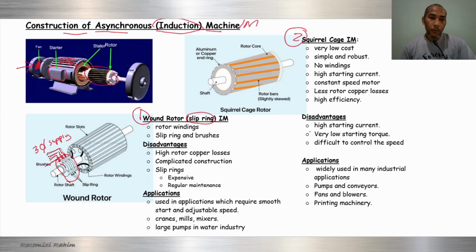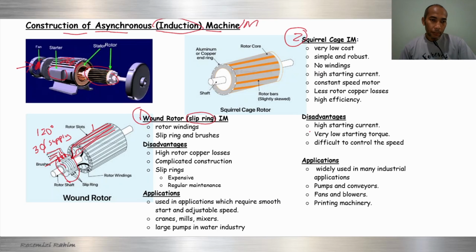For a wound rotor or slip ring induction machine, there is a rotor winding here. So the rotor slot and rotor winding are here. Each winding is permanently connected to a slip ring. The windings are 120 degrees apart from each other. So for three phase, each phase differs by 120 degrees, and three phases make 360 degrees.